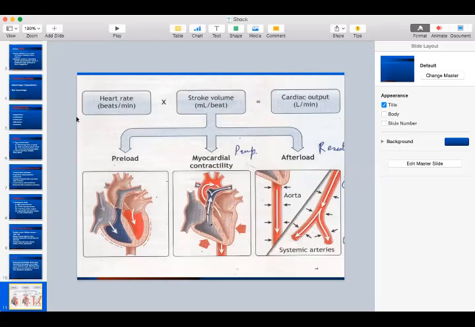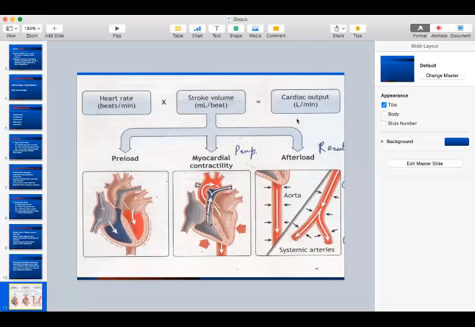Once the blood leaves the heart, the arrows pointing towards the aorta and the systemic arteries show the peripheral resistance that the blood has to overcome to pass through the rest of the body after it has left your heart. And if you multiply the heart rate by the stroke volume, we get the cardiac output, which tells us the number of liters of blood being pumped per minute.